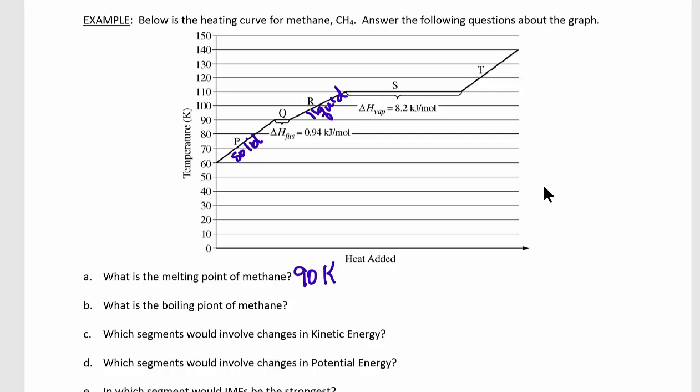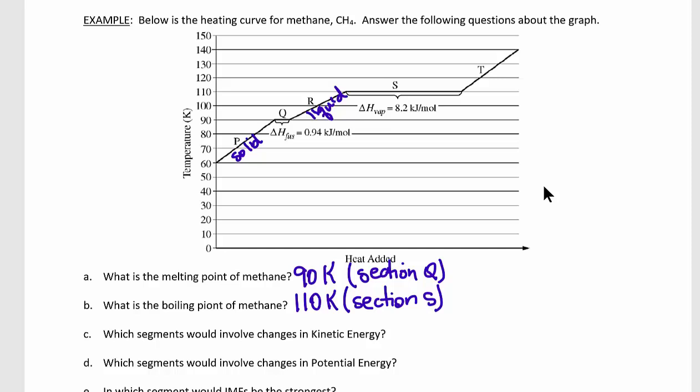You can usually tell that it's melting also by heat of fusion. This is basically when a solid fuses into a liquid. They call it heat of fusion. What is the boiling point of methane? That's where your delta H sub vaporization is. And that's this part right here, S. So the boiling point would be 110 Kelvin. This would be section Q, and this is section S.